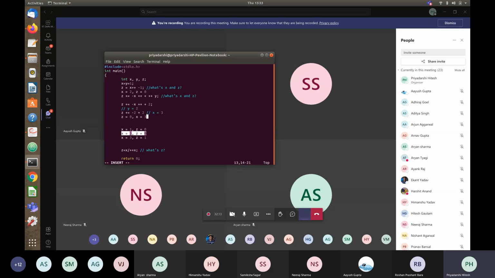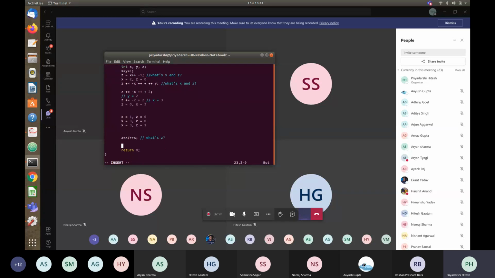Do you get what was your mistake? Those of you who are getting x equals 1, z equals 0 and any answer different than this, is it now clear to you? Yes, sir. Clear. Okay, fine. So I guess everybody has understood how this increment and decrement operator will work. So one last thing, let's solve it also. Just simply tell what will be the answer of z for this statement.